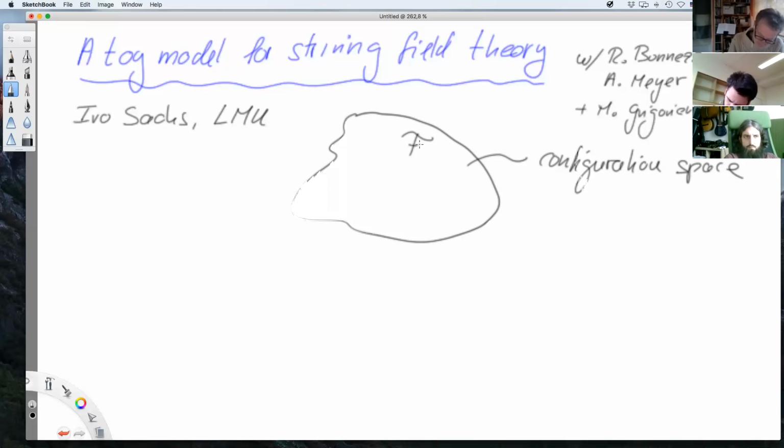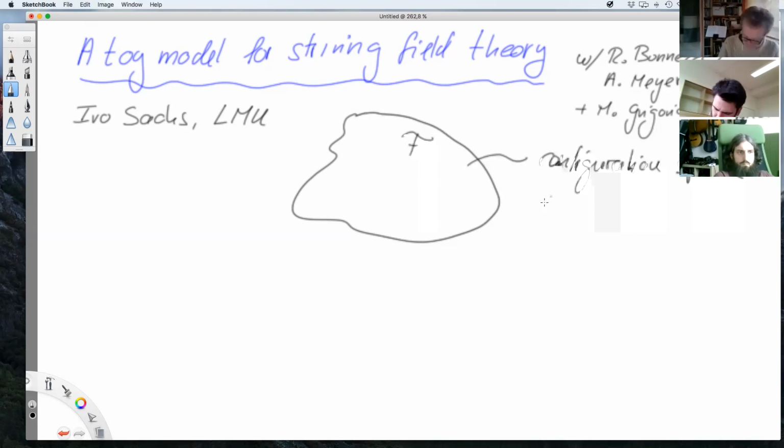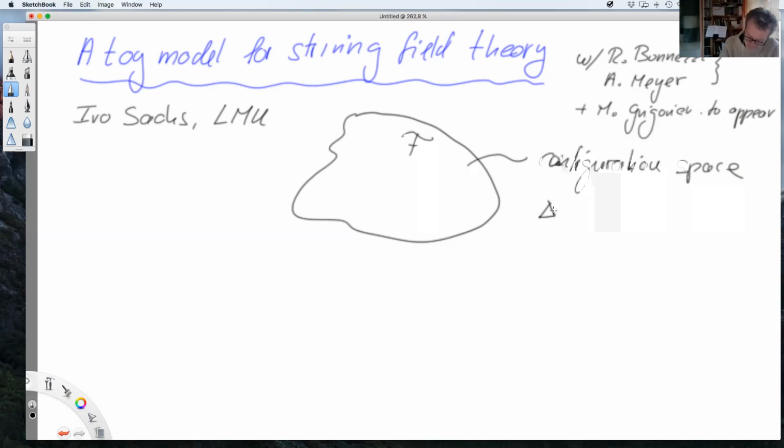And then in the BV formulation, you also assume that you have a BV differential delta, which is a second order differential that squares to 0, but it's second order, not a first order differential. And typically we also assume that there is an action, an action functional S, from F into, say, R or C. We can take C for that matter, it's not so important. It associates to every field configuration some number. So this would be the action functional.